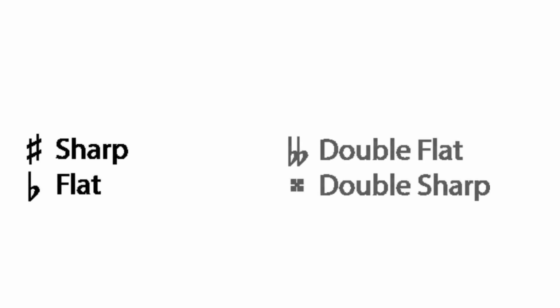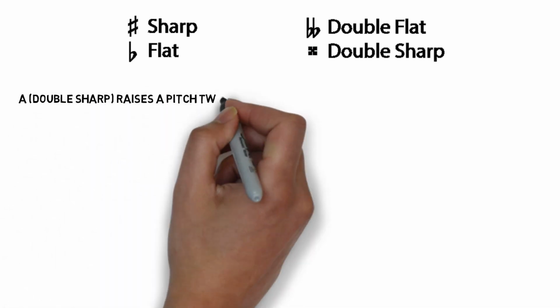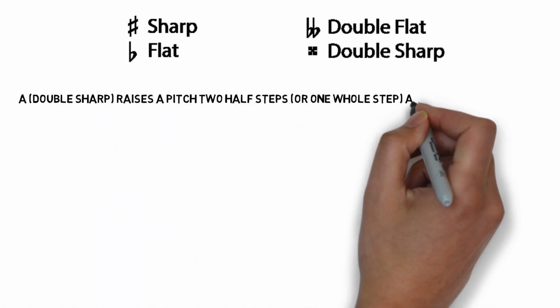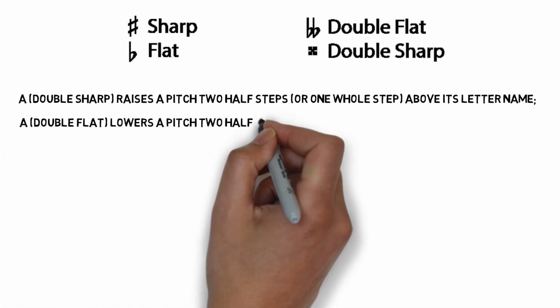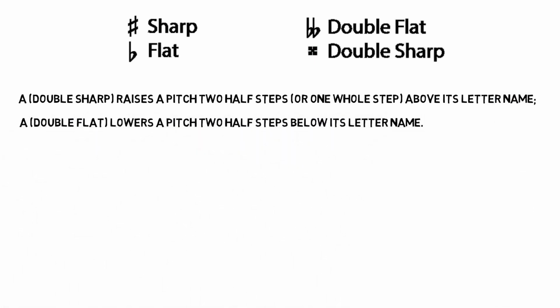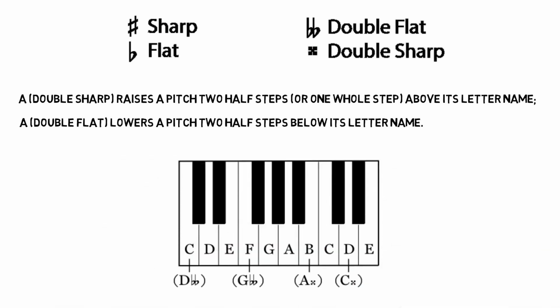In the previous video, we talked about sharps and flats. Now let's talk about double flats and sharps. Two remaining accidentals appear less frequently in musical scores. A double sharp raises a pitch two half steps, or one whole step, above its letter name. A double flat lowers a pitch two half steps below its letter name. For example, the pitches G double flat and F are enharmonic, as are A and B.